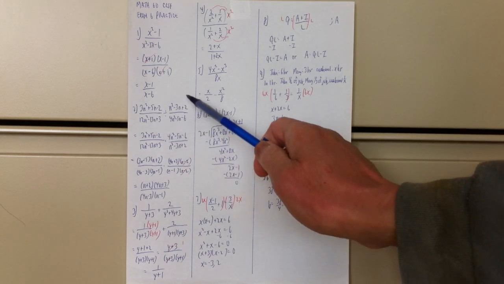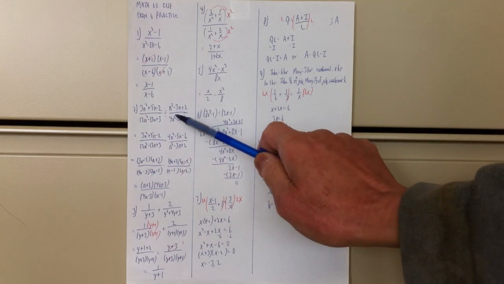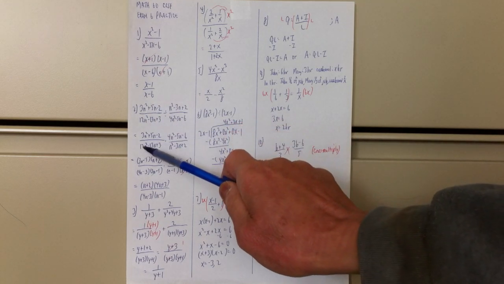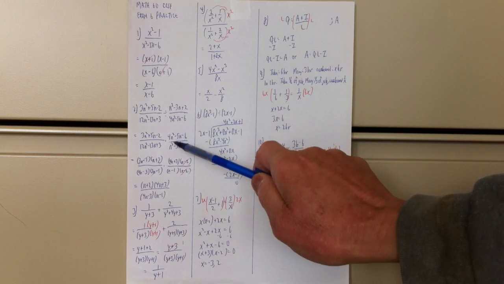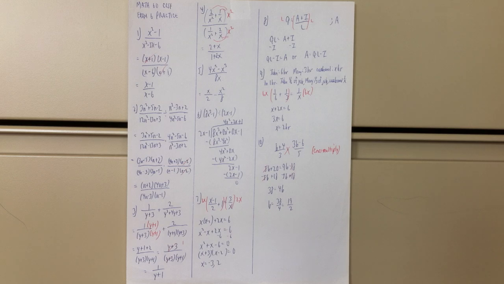Number 2, you have this division problem, and you might recall if you divide by a fraction, you invert the second fraction and multiply. So notice the first fraction we left alone, and you multiply by the reciprocal of the original of the second fraction. Now we have a lot of factoring.